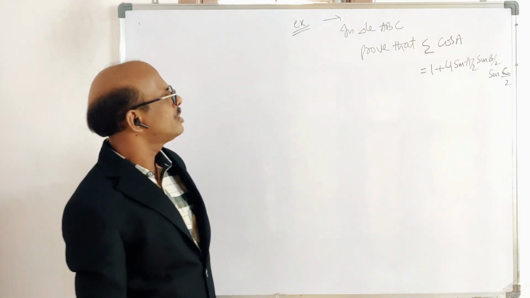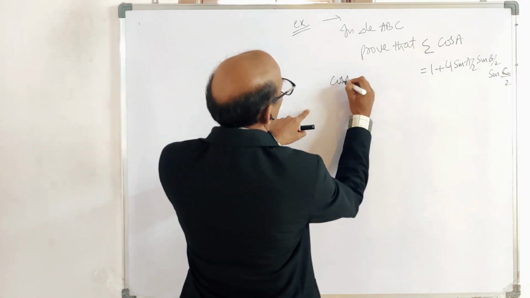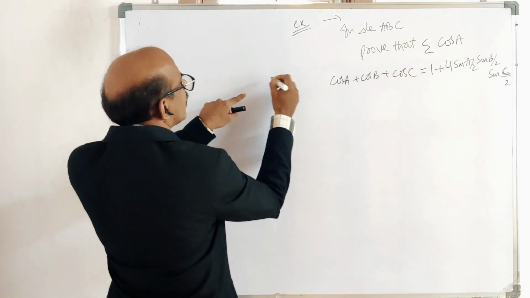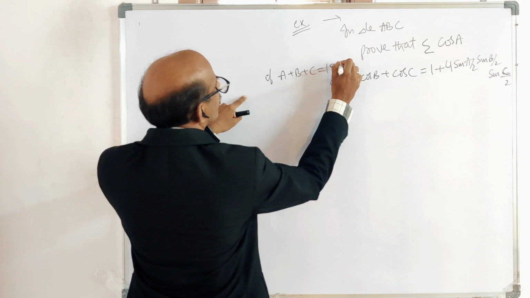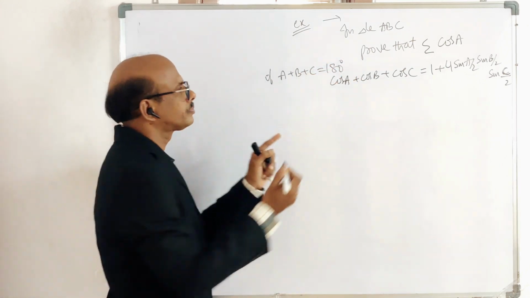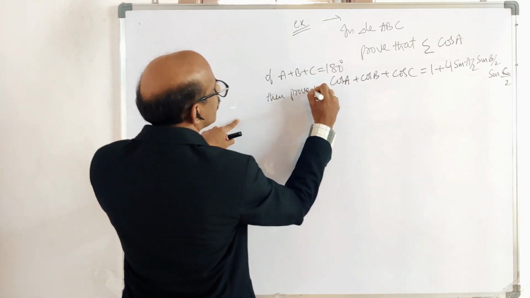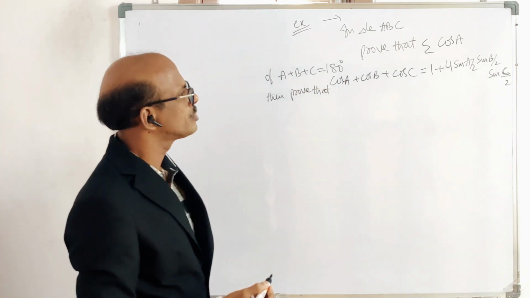In triangle ABC, prove that sigma cos A, meaning cos A plus cos B plus cos C, if A plus B plus C equals 180, the sum of the three angles in a triangle, then prove that cos A plus cos B plus cos C equals 1 plus 4 sin A by 2 sin B by 2 sin C by 2.